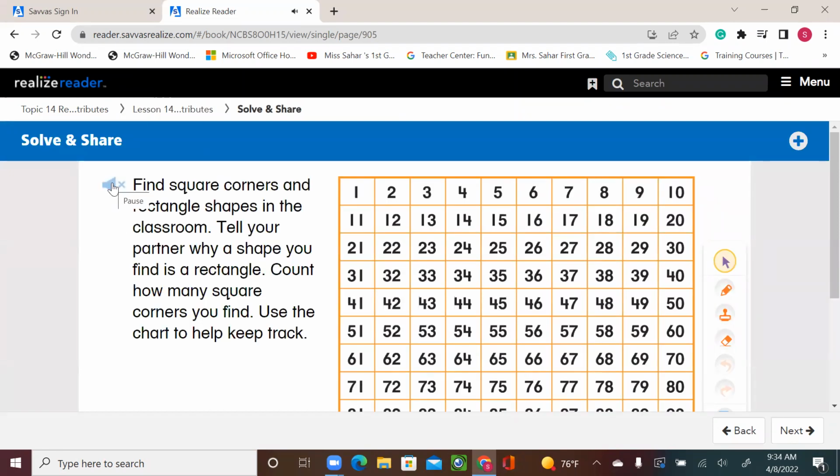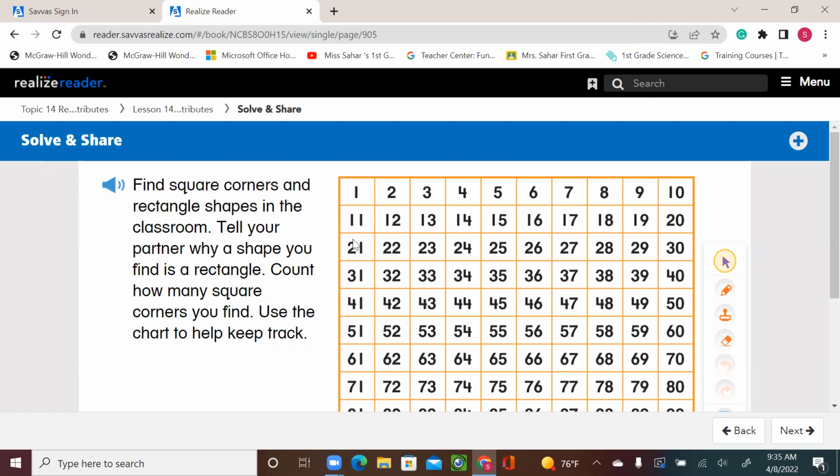Find square corners and rectangle shapes in the classroom. Tell your partner why a shape you find is a rectangle. Count how many square corners you find. Use the chart to help keep track. All right, so this is a 100 chart, and it will help us to find and record how many rectangles or how many square shapes you find.